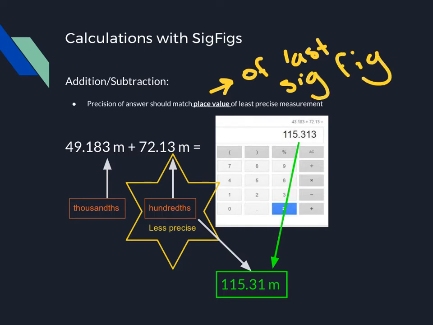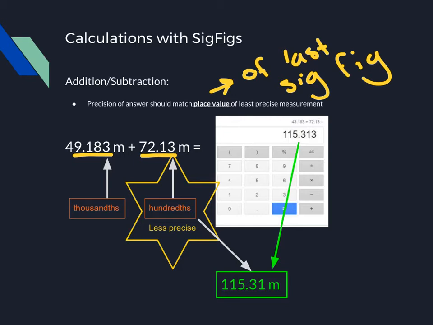So if we look at 49.183, the last sig fig is the 3 here. It is in the thousandths place. On 72.13, the last sig fig is also a 3. It's in the hundredths place. Which one is least precise? Which one is telling us less information? It's the one in the hundredths place.